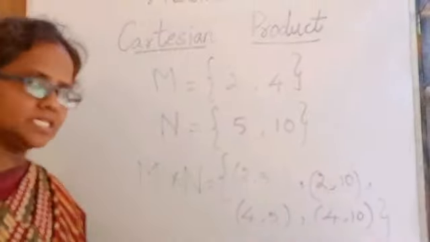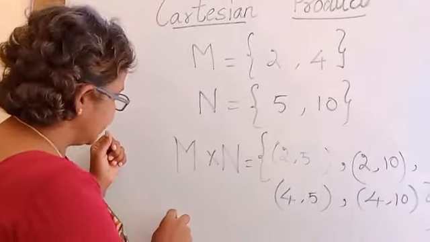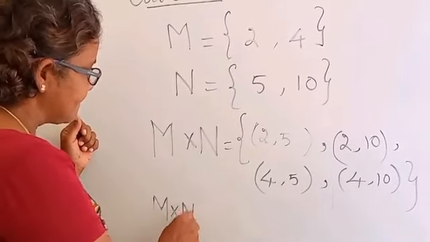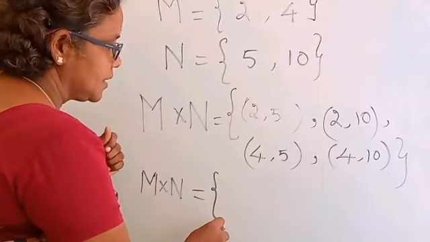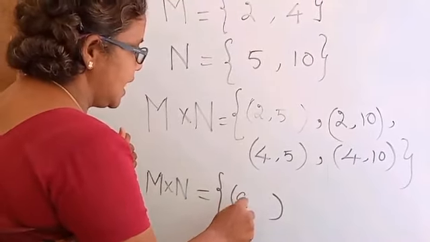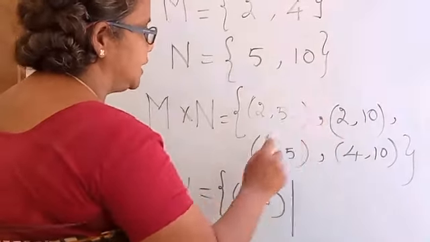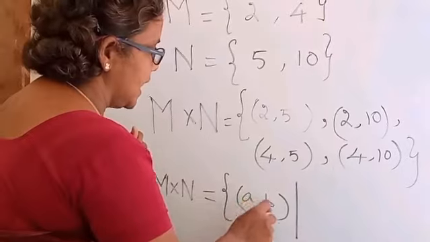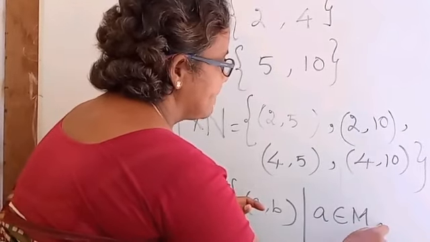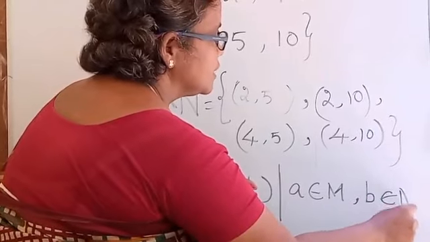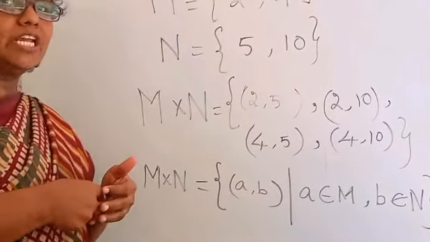Okay, to generalize this definition, I am going to write it in the set builder form. Just look at how I am writing this. So M cross N is the Cartesian product of the two non-empty sets. It is a set of ordered pairs, say (a, b), where a is an element of set M and b is an element of set N. This is the generalized notation of a Cartesian product in set builder form.